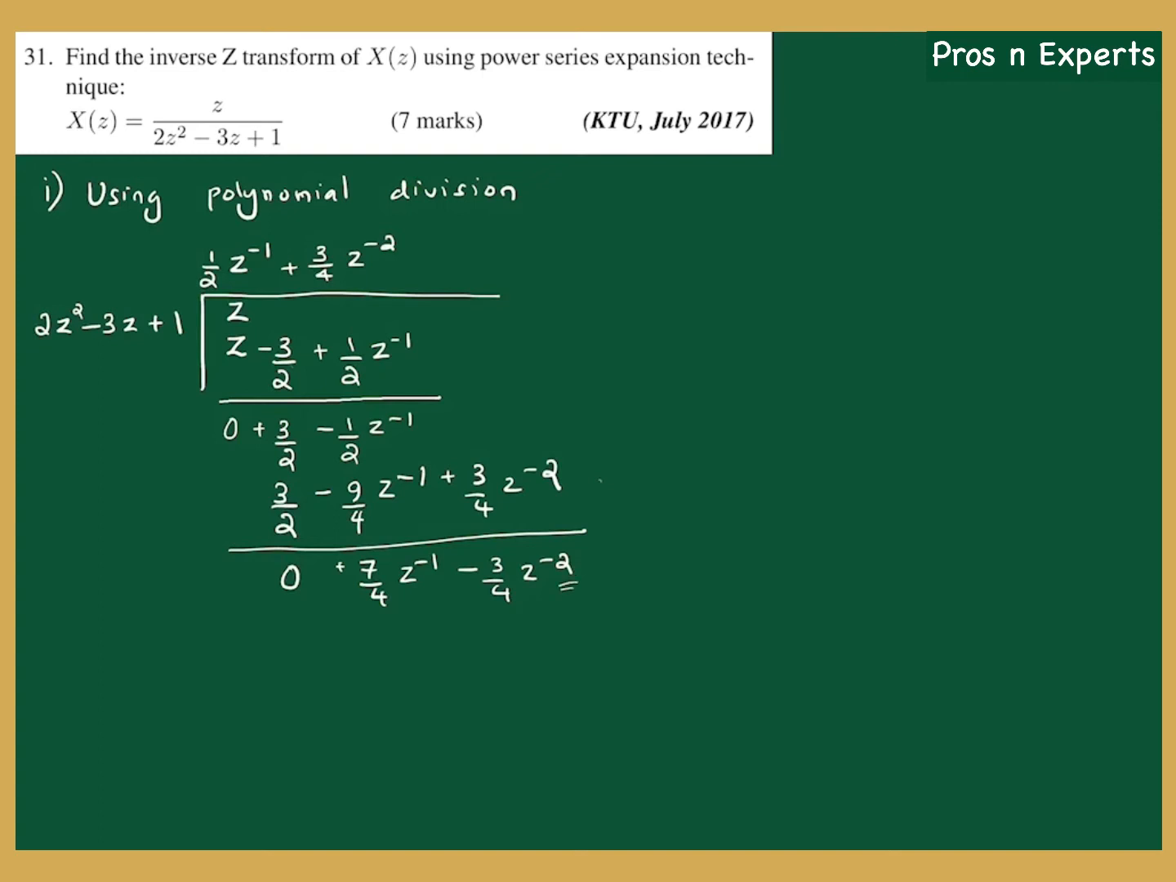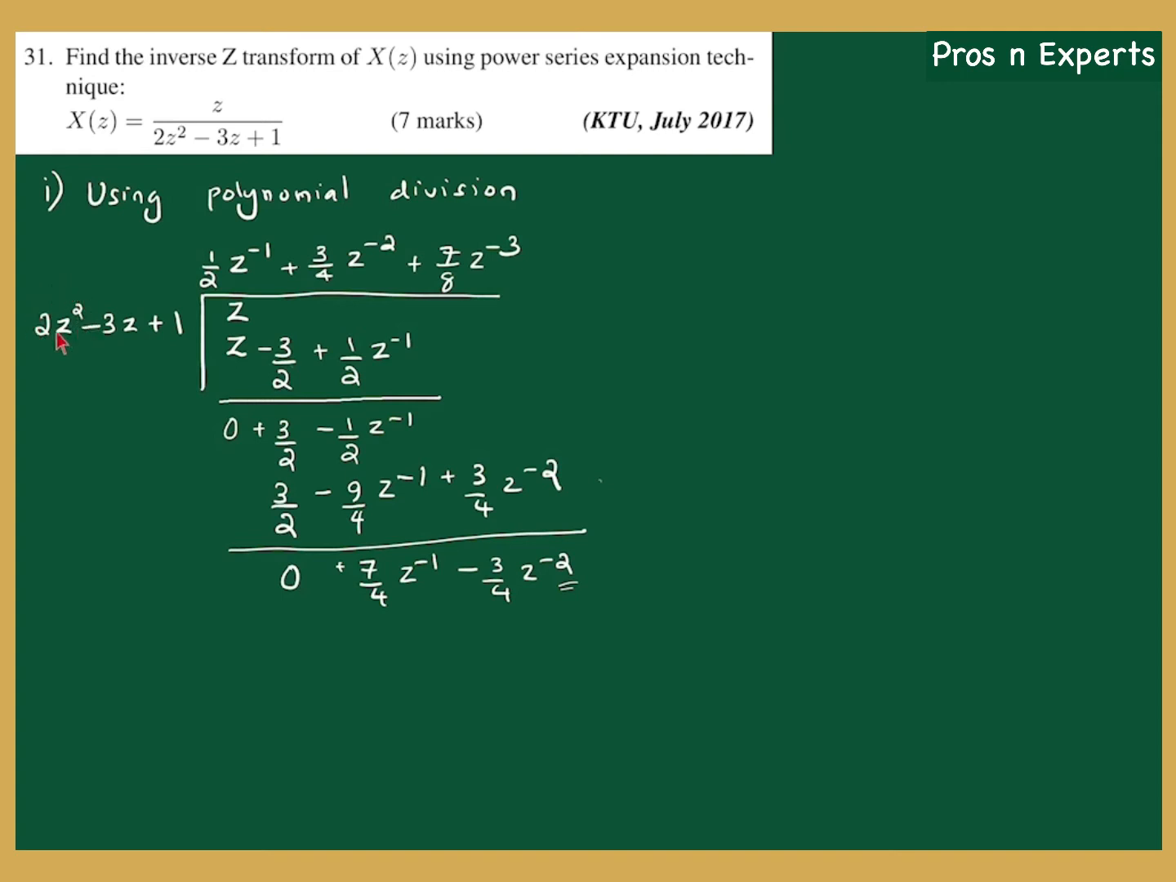We will find out one more question. So now the next question is, what quotient will result when 7 by 4 z inverse is being divided by this term, 2z square minus 3z plus 1? What will be the quotient? It should be plus 7 by 8 z inverse 3, right? It should be 7 by 8 z inverse 3.